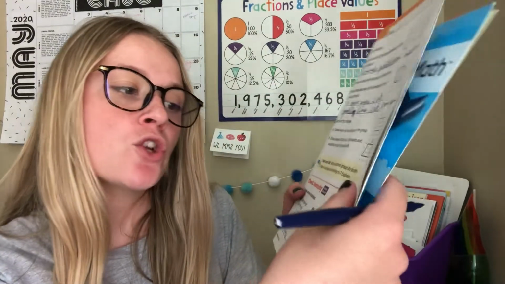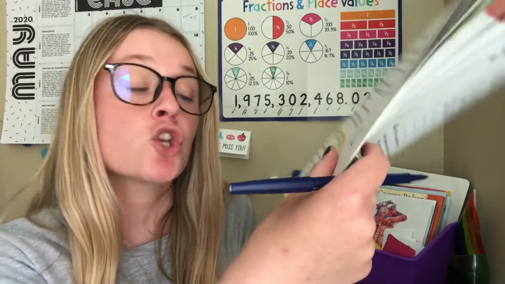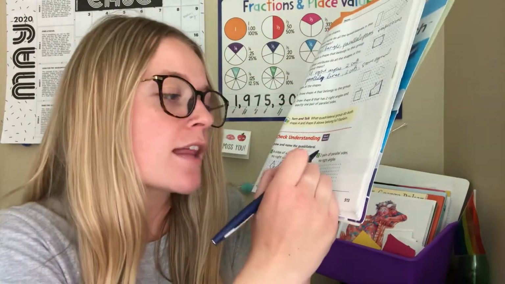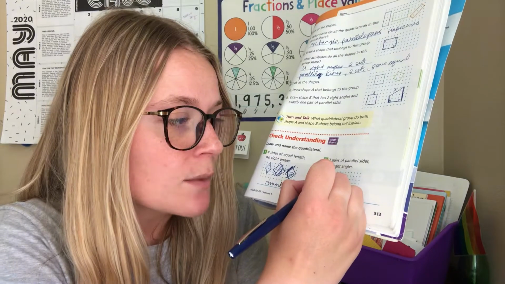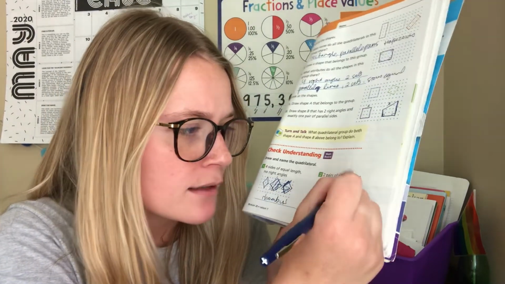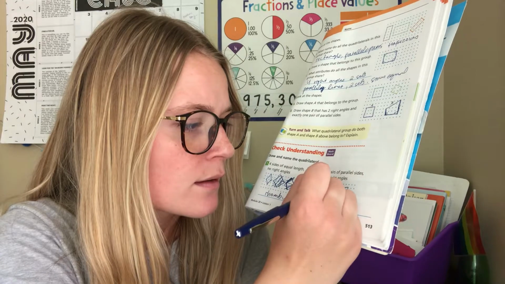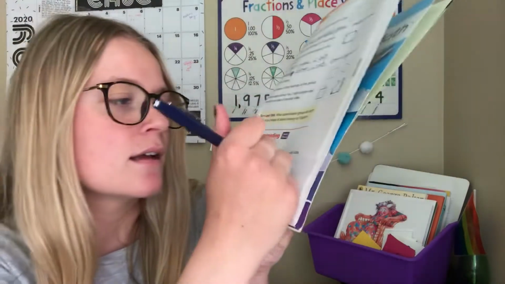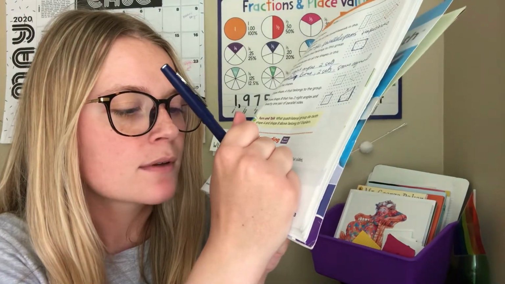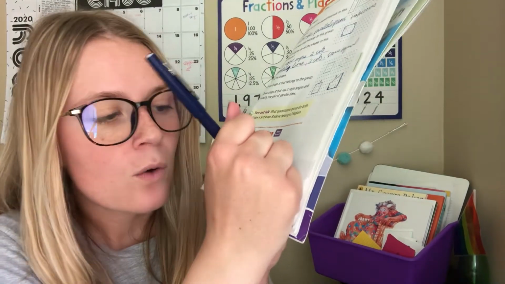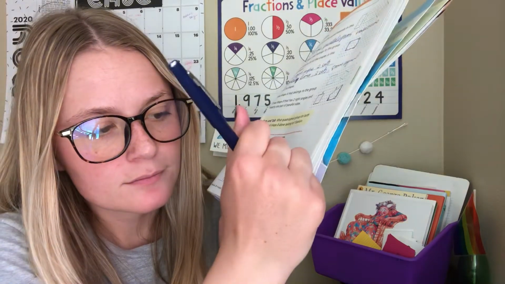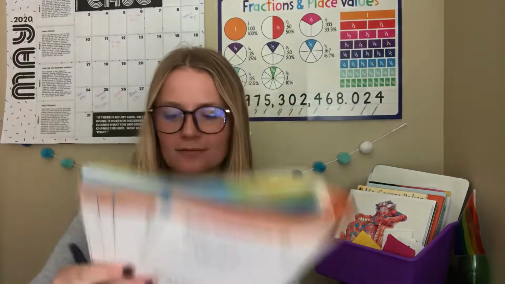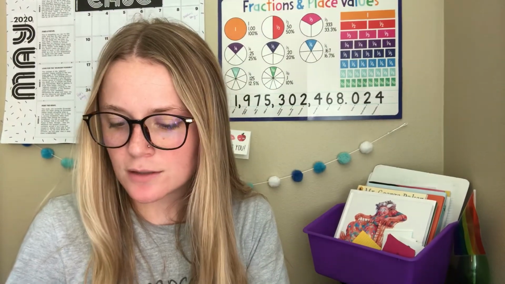Then number 2 says 2 pairs of parallel sides, no right angles. Now again, 2 pairs of parallel sides, I automatically think of a parallelogram. No right angles, so again, I want to create a diagonal line so that I don't have any right angles. So this could be a parallelogram or a trapezoid. All right, next page.